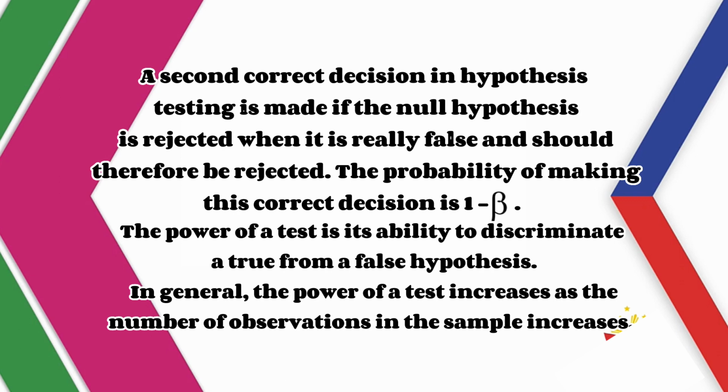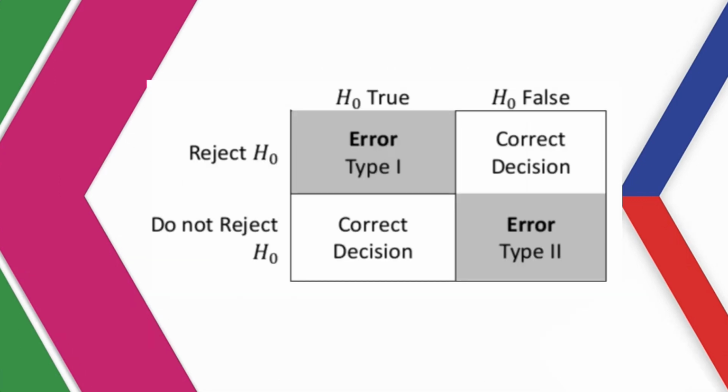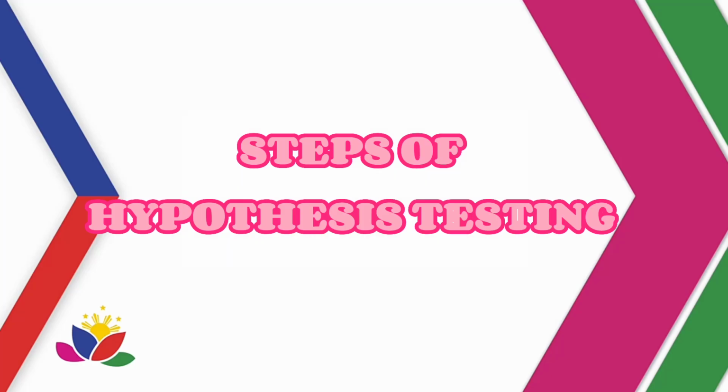The power of a test is its ability to discriminate a true from a false hypothesis. In general, the power of a test increases as the number of observations in the sample increases. Steps of hypothesis testing.